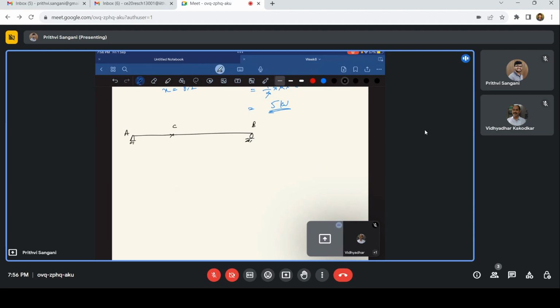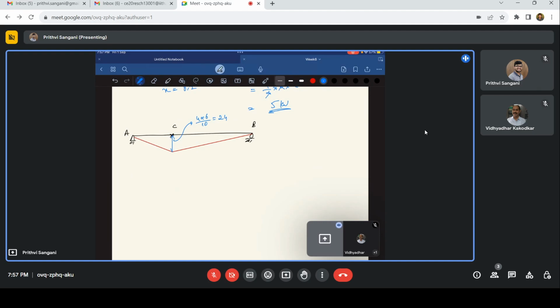So you already know the ILD for the bending moment at C, right? The ILD for bending moment at C is something like this. So ILD for bending moment at C is a triangle, and this ordinate is nothing but 4 times 6 divided by 10, that is 2.4. So this is already known.